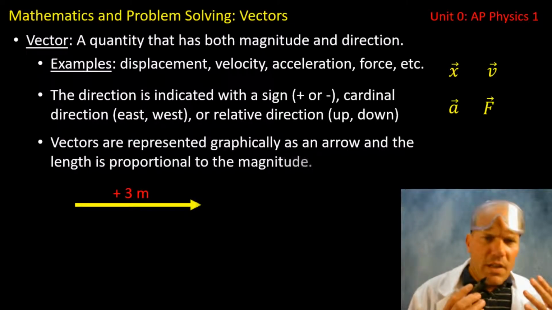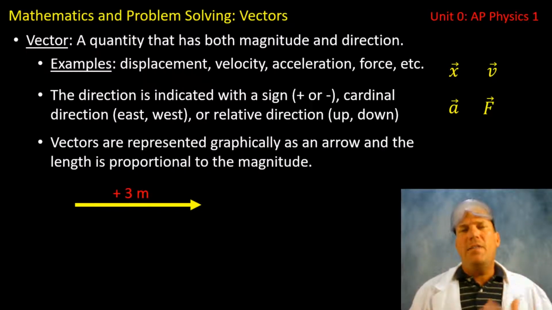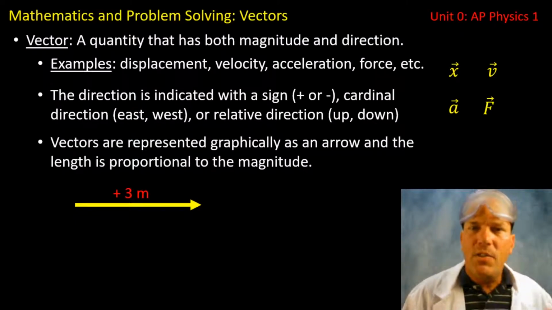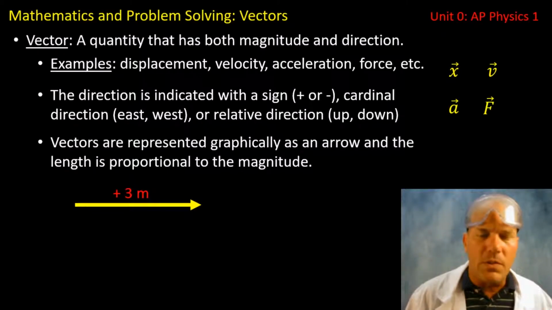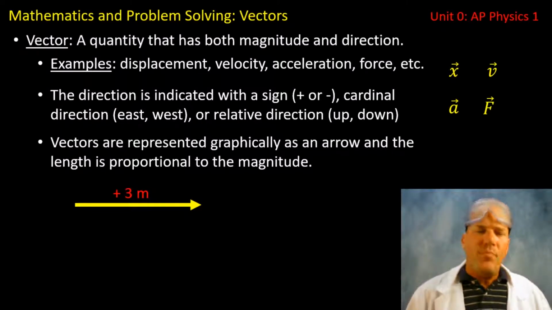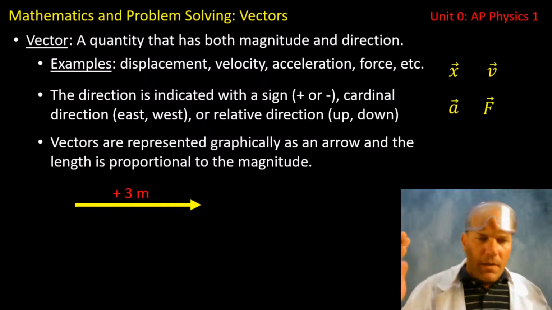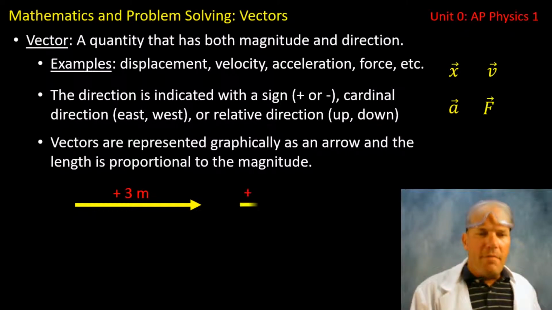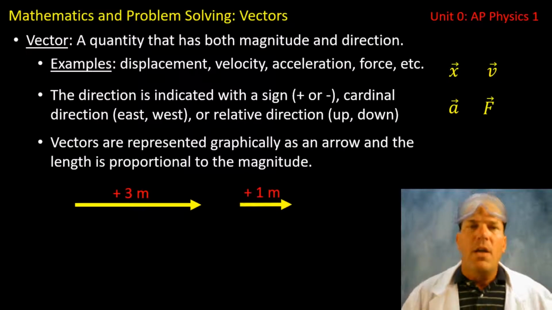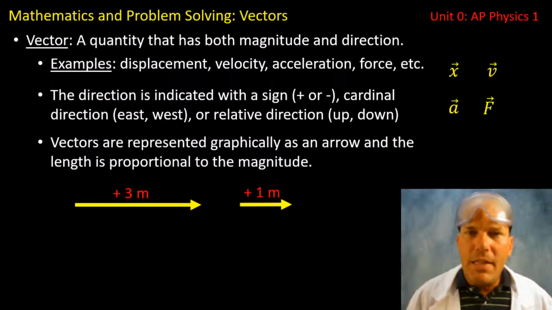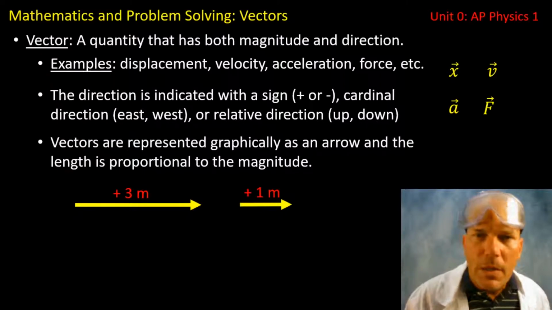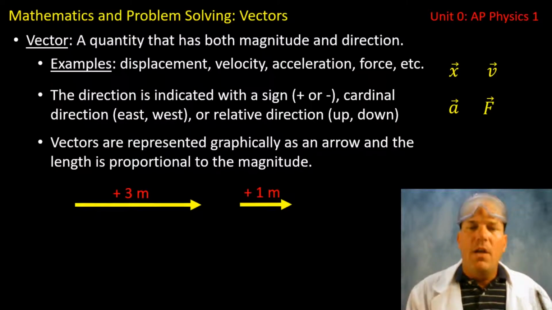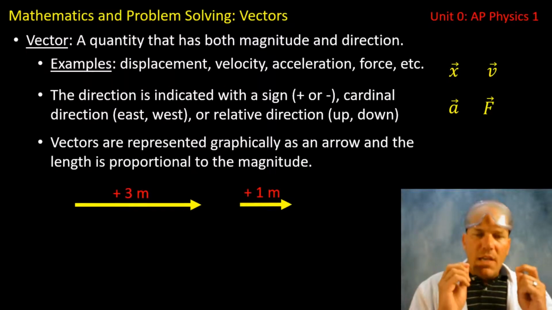Vectors are expressed graphically as an arrow. And the length of the arrow is proportional to the magnitude. That's going to be very important throughout this course. So, for example, here I have a vector quantity of 3 meters, and that is a positive 3 meters. I have here positive 1 meter. Notice that the length of the arrow is approximately 1/3 of what it was for my 3 meter vector. Also notice the sign is positive.